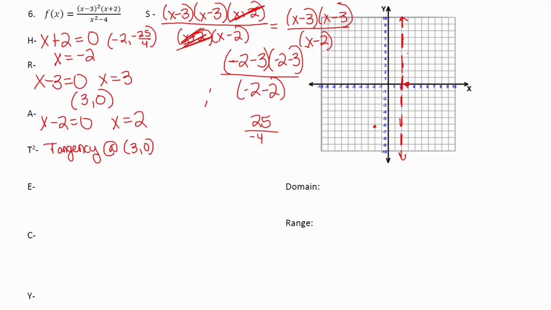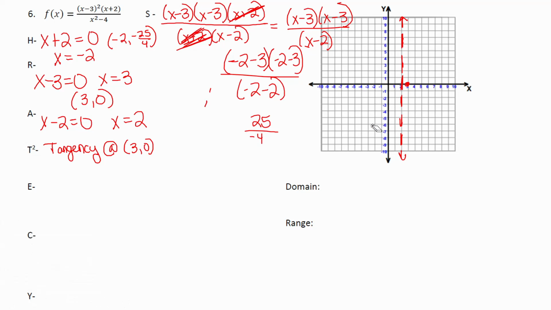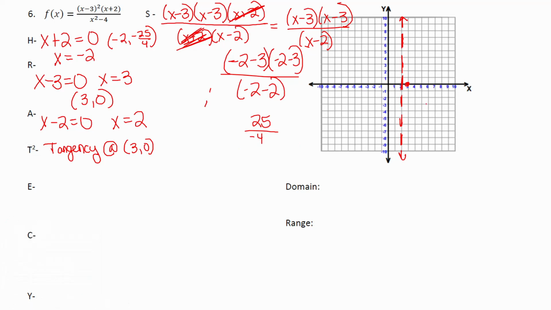bounce off of it. I just realized, you know what I realized, guys? My hole on my graph here, that should have been an open dot. And I bet you guys were telling me that. You were like, hey, Marsh, there should be an open dot. Can't get my pen. There we go. I'm going to go change that. -2, -25/4. There we go. Almost made that mistake. That's a hole in the graph, which means it should be an open dot, right?